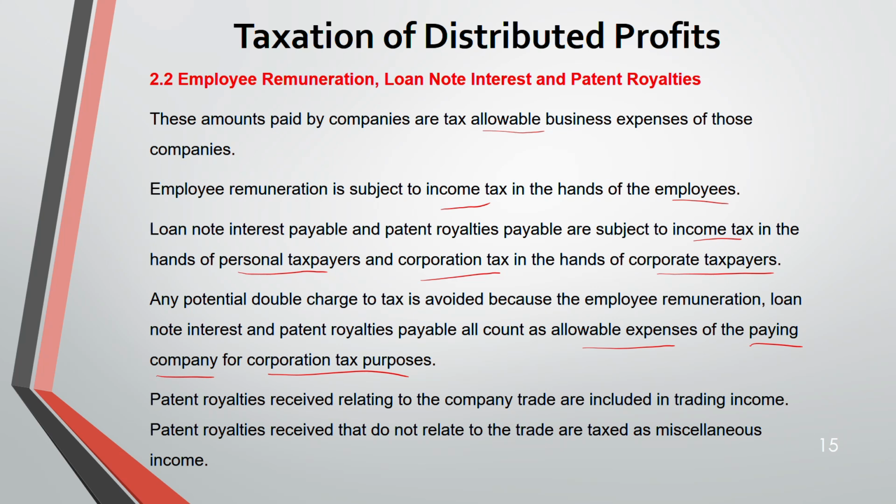Patent royalties received relating to the company trade are included in your trading income. Remember, if your patent royalty is relating to the trade, it is included in your trading income. Patent royalty received that is not related to your trade will be under miscellaneous income.